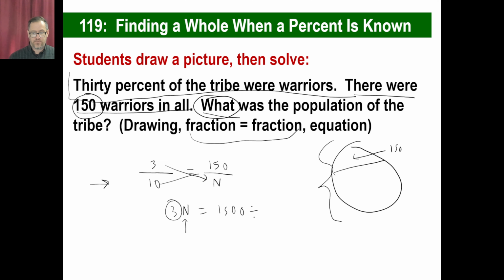So we'll just go 1,500 divided by 3, and of course, I'm sure you know that's 15 divided by 3 with a couple of zeros. That's the second way to do it.